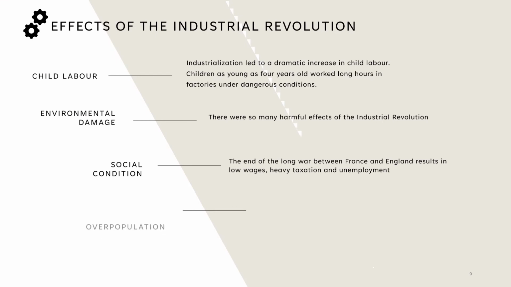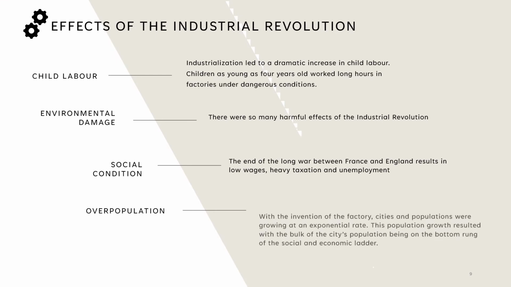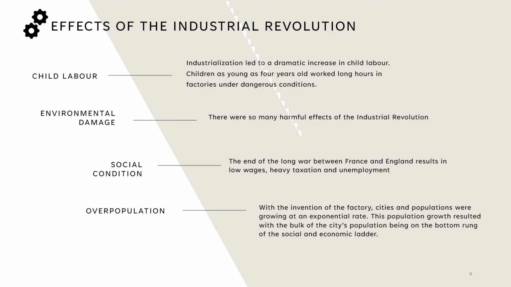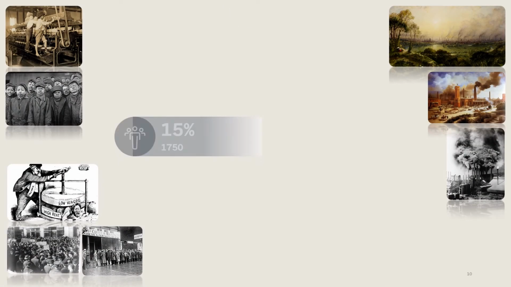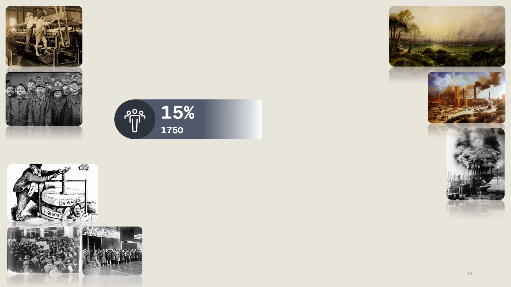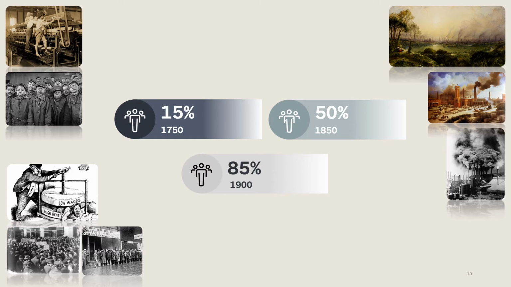Finally, overpopulation. The industrial labor opportunities drove people to the cities from the countryside to such an extent that in 1750, only 15% of the population of Britain lived in towns. By 1850, over 50% of the entire population of Great Britain lived in either a town or a city, and by 1900, it was 85%.